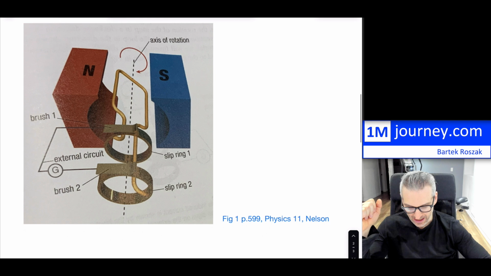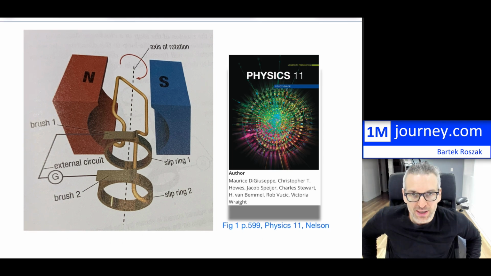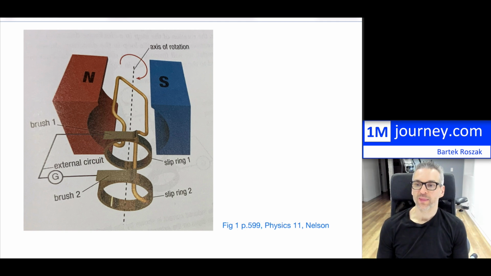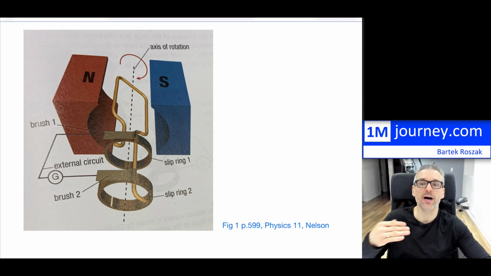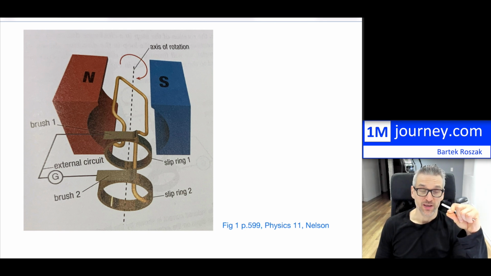So here is an image, again from one of my favorites, and I'll put it in the description. This is from page 599 of the physics book from Nelson, and they actually illustrate this, and I want to be able to explain this entire concept. Because yes, now that I understand Lenz's law, I know in which direction the current is going to start to flow. And this is not a motor, this is actually an electric generator.